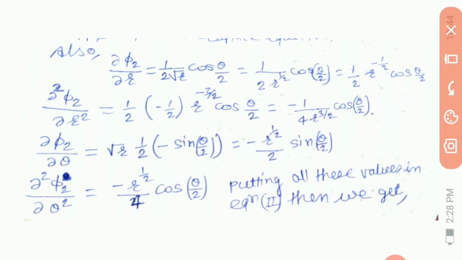Also ∂φ2/∂r is (1/2√r) cos(θ/2). So we have φ2 is equal to √r into cos(θ/2).